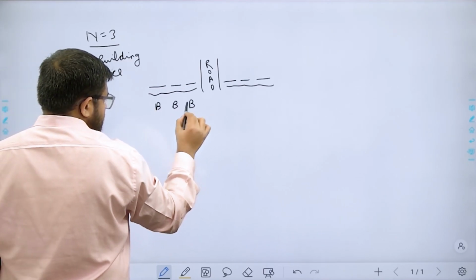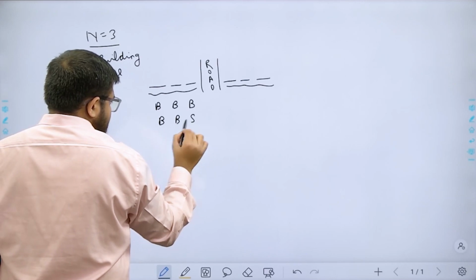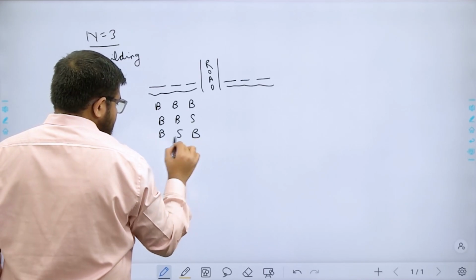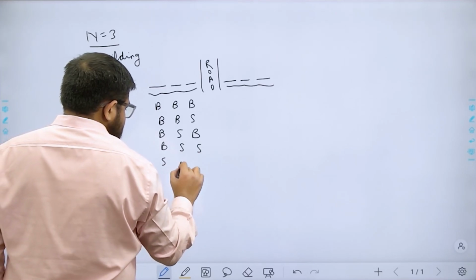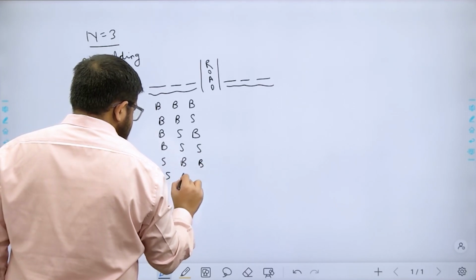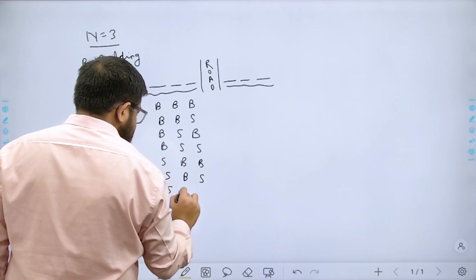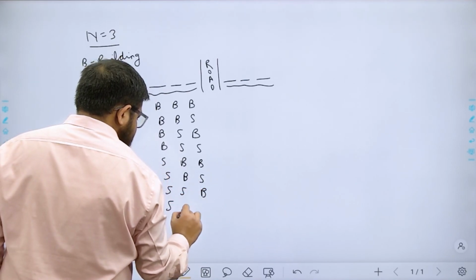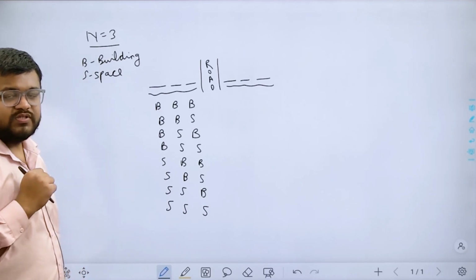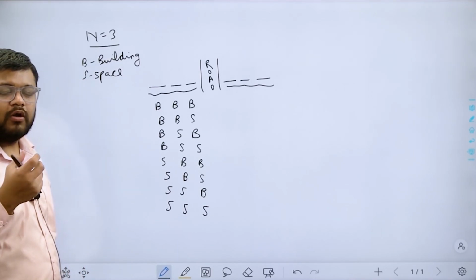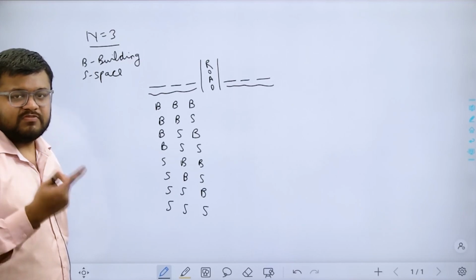Building, building, building; building, building, space; building, space, building; building, space, space. Then I can say space, building, building; space, building, space; space, space, building; and space, space, space. Okay, so these are the 8 ways. Now no two consecutive buildings can be together, or there must be space between two buildings.